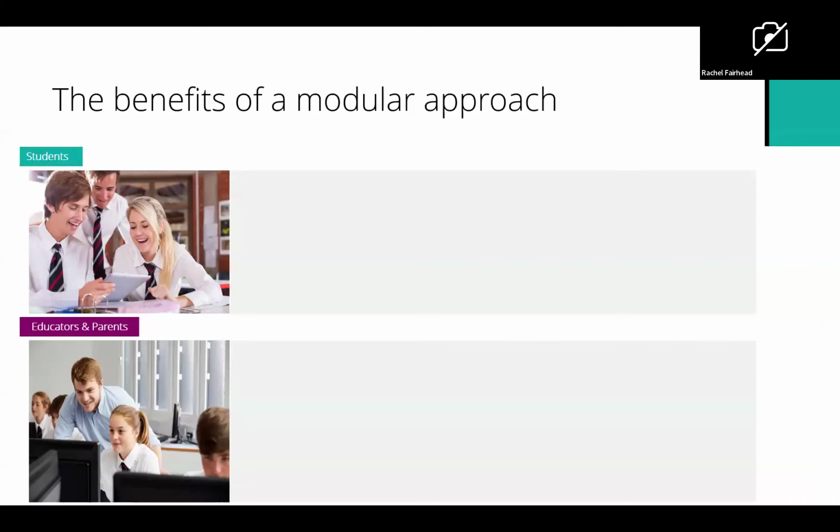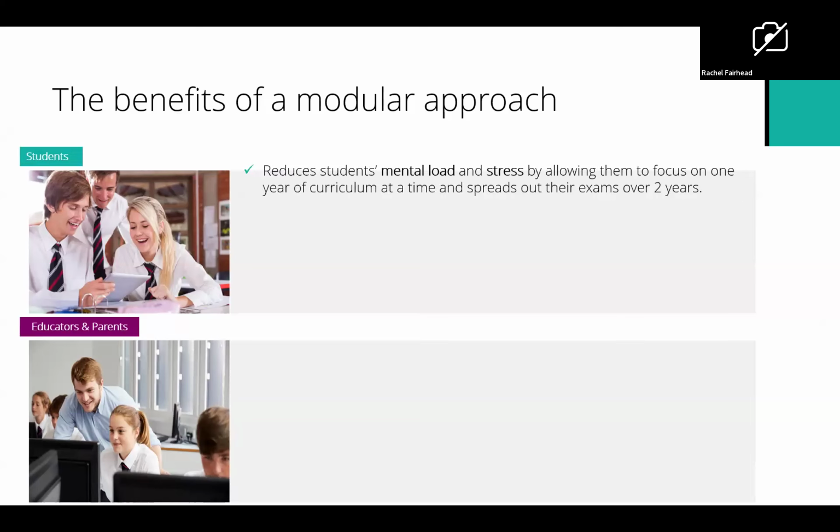Okay. So the benefits of a modular approach. We believe, and we have found this, that it reduces the mental load and stress by allowing them to focus on 1 year of curriculum at a time and spreads out their exams over 2 years. What this means, therefore, is that at the end of year 10, you could focus on just unit 1, and therefore, at the end of year 11, you could focus on unit 2. So you could focus 1 year on human geography and 1 year on physical geography. So it focuses the mind on a specific curriculum.